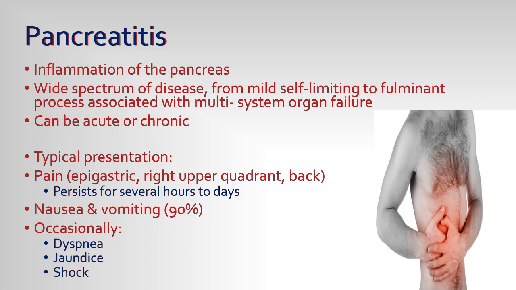It can be acute or chronic. Typically, they're going to have pain. That's the hallmark symptom. Majority of these patients, greater than 90%, are going to have pain. Persists for several hours, sometimes for several days. It's epigastric, radiates to the back. Nausea and vomiting in 90% of patients. Occasionally, they'll have dyspnea, jaundice, shock. But pain and nausea and vomiting, the hallmarks.